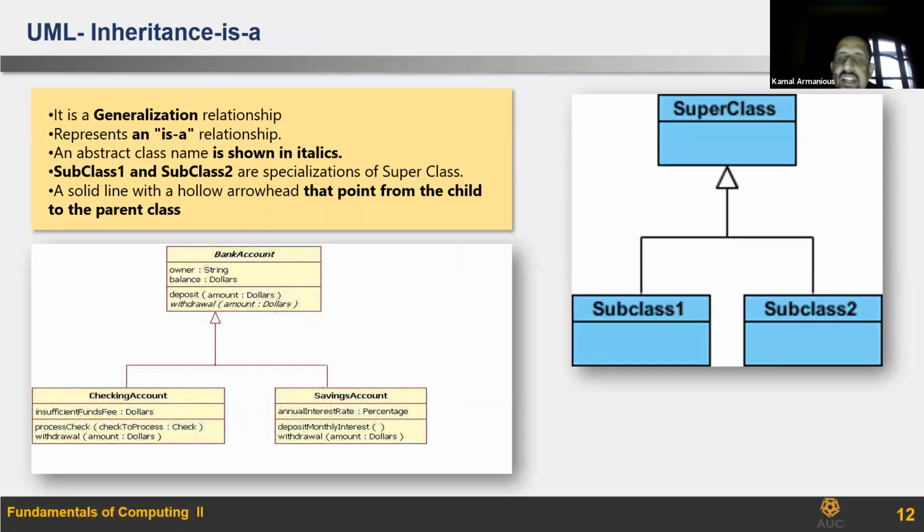So, inheritance, a superclass and two subclasses. A bank account, and then I have a checking account and saving account. Saving account and checking account, they are the children of the bank account. So always the triangle is looking at the parent. So inheritance is a generalization, specialization.